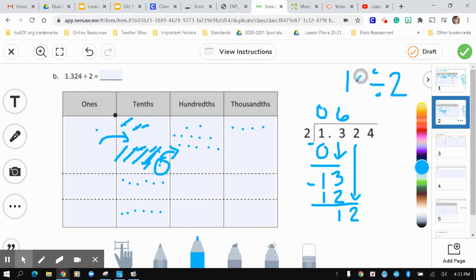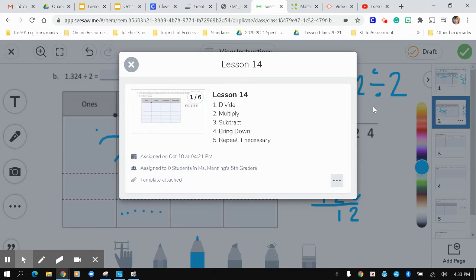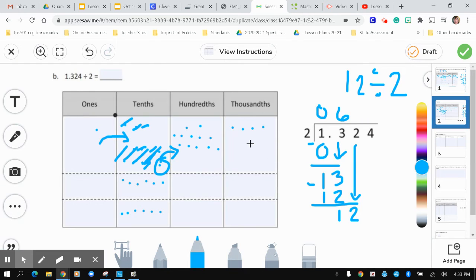So now my problem is 12 divided by 2, and we are back up at step 1 to divide because we brought down, we still need to keep going. So now we're back up to divide. 12 divided by 2, let's do it. 1, 2, 3, 4, 5, 6, 7, 8, 9, 10, 11, 12. So I divided those evenly. I have 6 hundredths right here. So I'm going to put my 6 right up here.